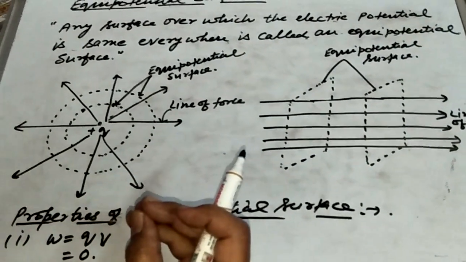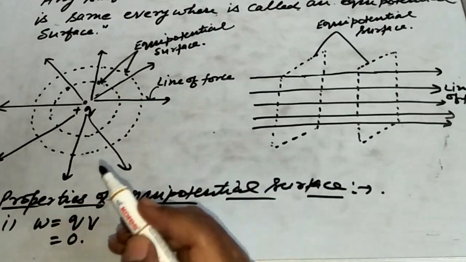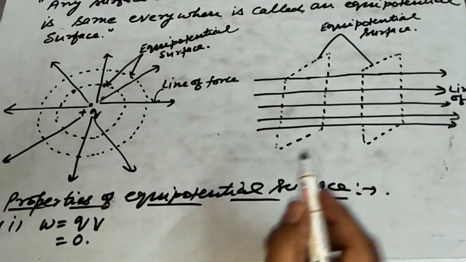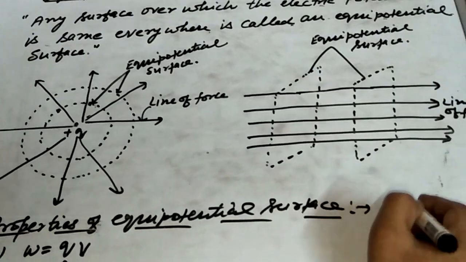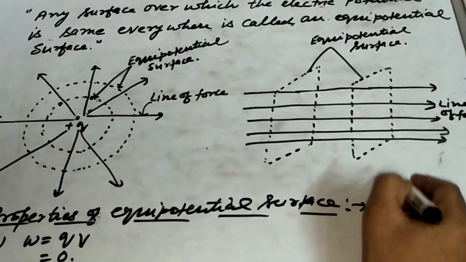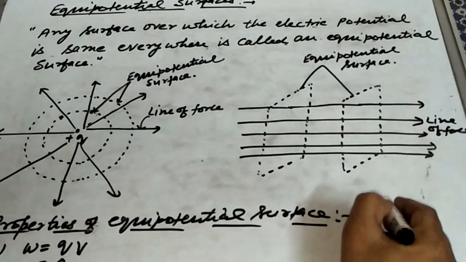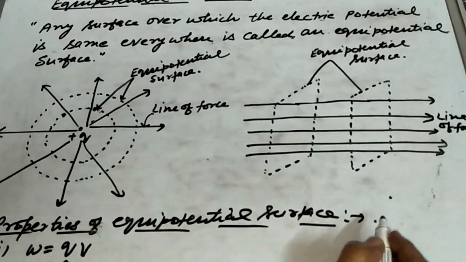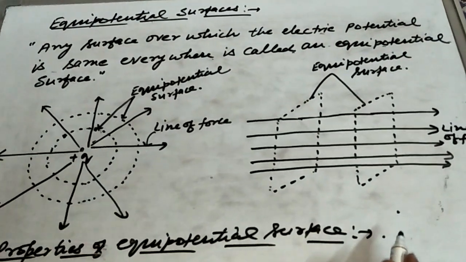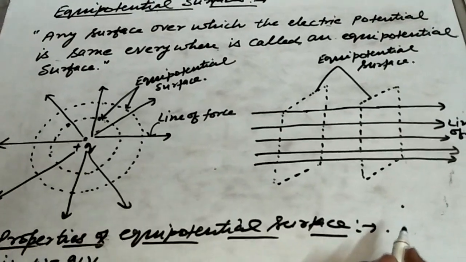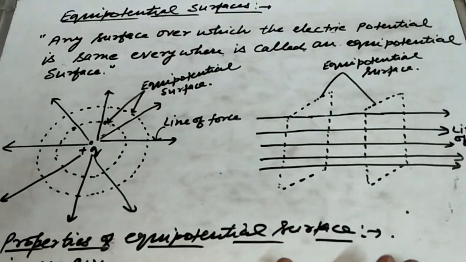And the last point, two equipotential surfaces will never intersect each other. Why? Because at the intersection point you can draw two tangents, and these two tangents represent two directions of the electric field, and two directions of the electric field at one point is not possible. Due to this reason, two equipotential surfaces will never intersect each other. So all these are the properties of equipotential surfaces.